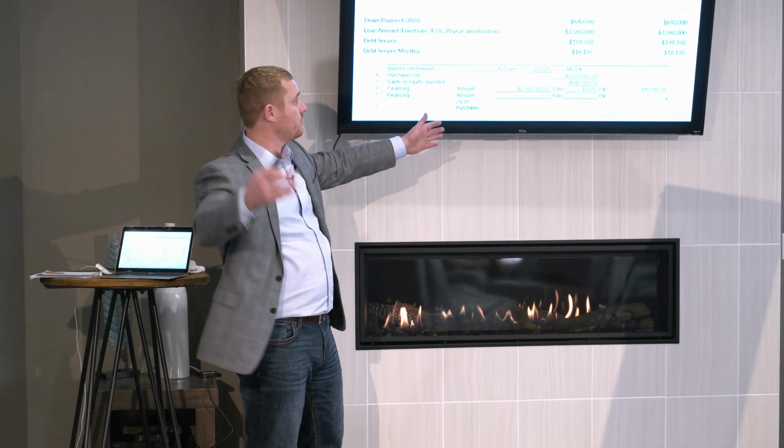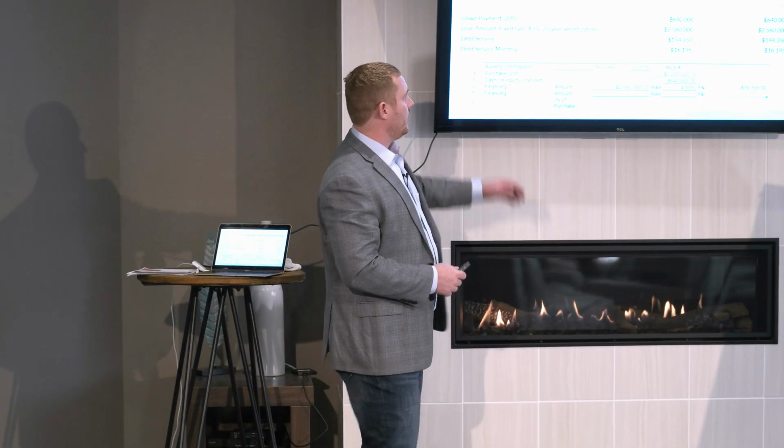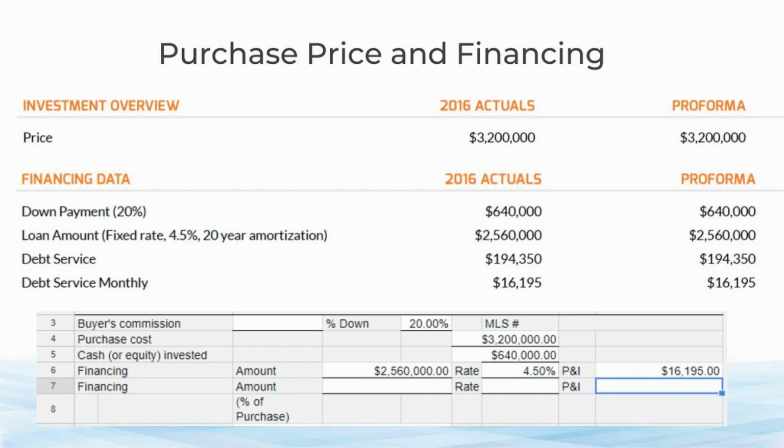That's 2016. The interest rates have come up since then. It's a 20-year amortization. We're going to match that in our numbers just so we can check their math. They have debt service of $194,000, which is principal and interest. The monthly debt service, divided by 12, is $16,000. To fill this out, our down payment is 20%. Put in our purchase cost of $3.2 million. Take the 3.2 million times the 20%, and that gives us a $640,000 down payment.